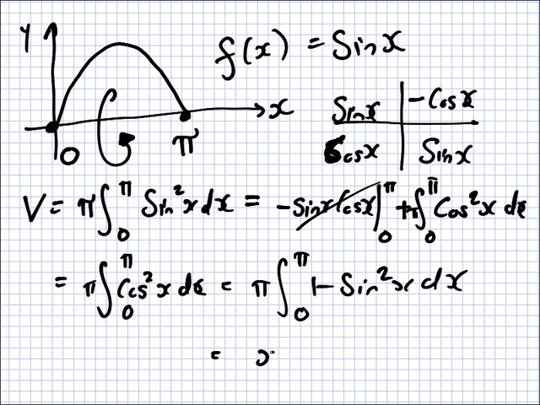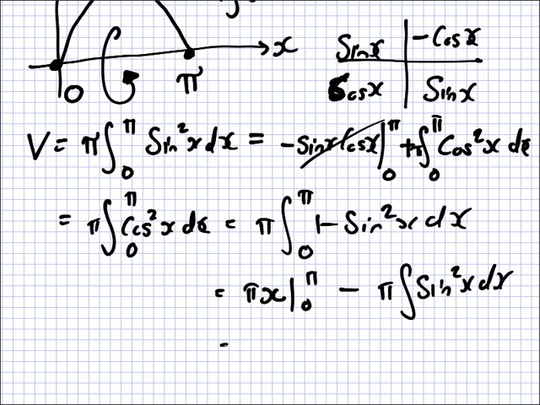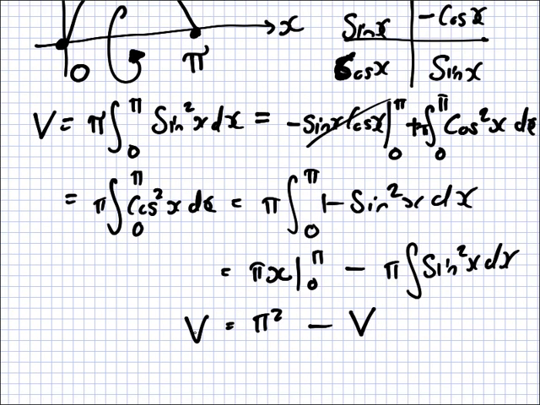Which is equal to pi times x from 0 to pi, minus pi integrate sine squared x dx. That's equal to pi squared minus 0. And that's equal to V. That's V. So you get 2V equals pi squared. So V is pi squared over 2. Okay.